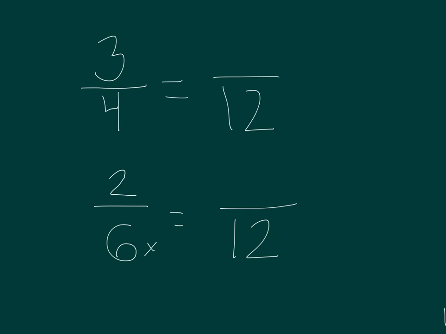So 6 times what is 12? That's 2. So 2 times 2 is 4. And 4 times what is 12? That's 3. 3 times 3 is 9. So now I have like denominators. I hope this fraction tutorial helped remind you of the skills we have learned in the past. And now we're going to get to adding and subtracting fractions with unlike denominators.